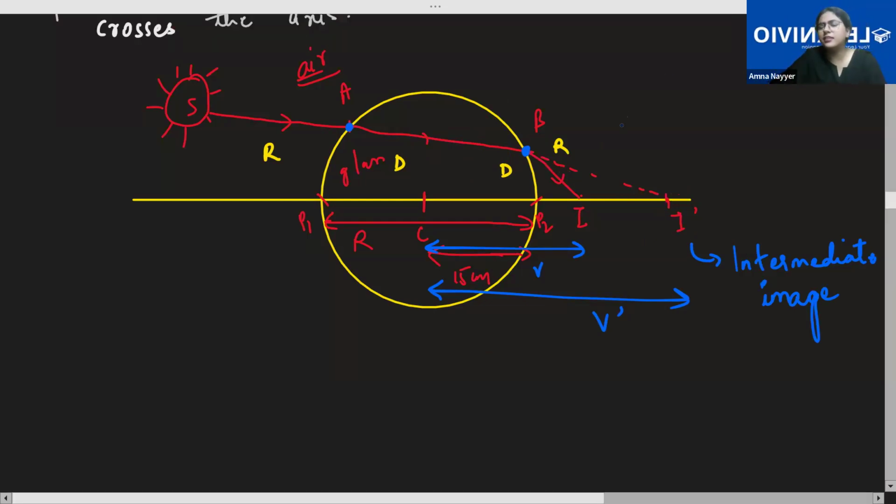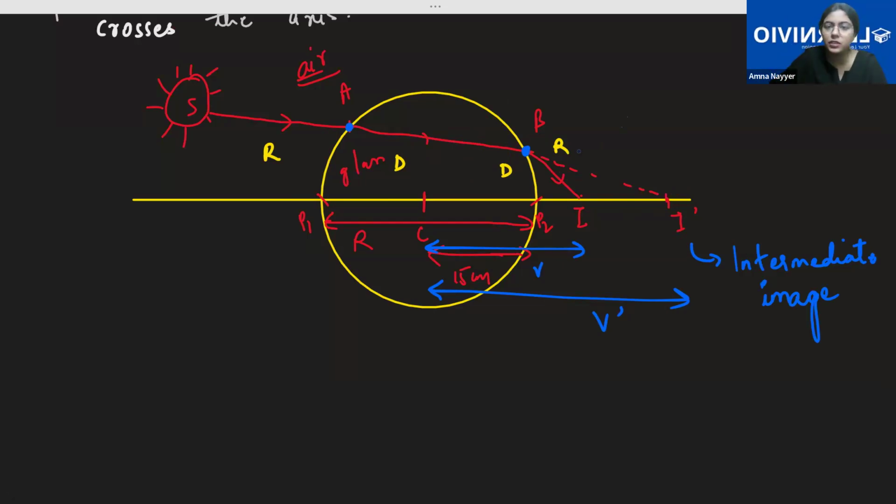I think I have discussed virtual and real a lot, and we did a similar question by now. So this is the intermediate image which will be acting as your object over here. Finally, one more refraction occurs and the final image is formed. Let's say U will be at infinity. Parallel ray of light is coming, though this isn't looking parallel. You draw it parallel in your notebooks.